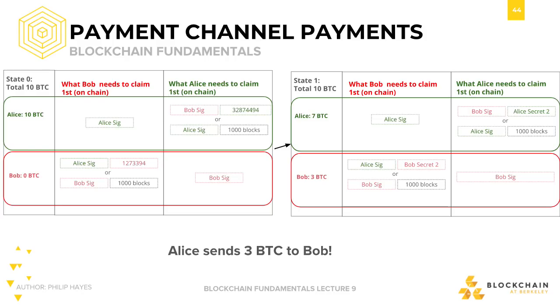This is without Bob's permission. And so if Bob sees that she's trying to prematurely revert back to this 10 Bitcoin state, he can go like, wow, that really sucks. Alice is trying to cheat me.